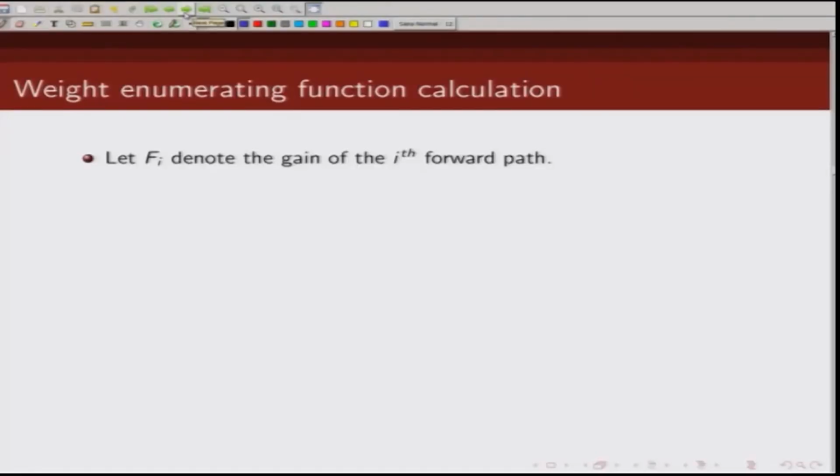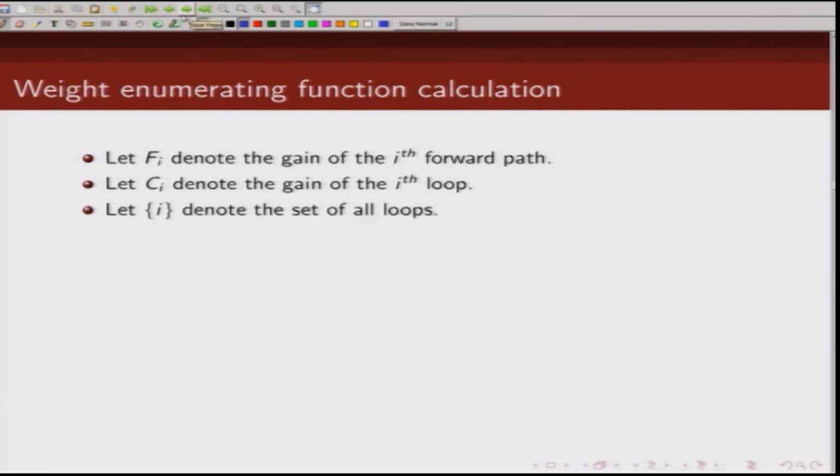Now, let us denote by f sub I the gain of the ith forward path, and let C sub I denote the gain of the ith loop. We denote by this the set of all loops. Similarly, this set of I and j will denote the set of all pairs of non-touching loops.